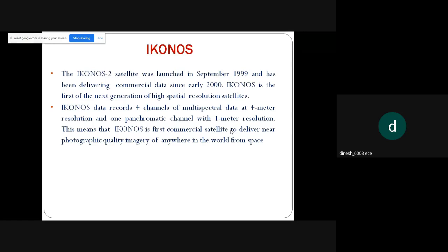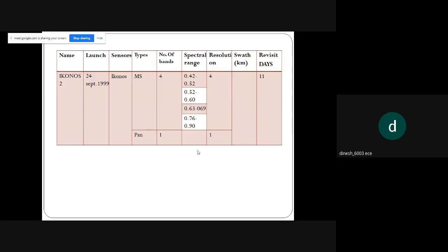IKONOS is the first of the next generation of high spatial resolution satellites that records 4 channels of multispectral data at 4-meter resolution and 1 panchromatic channel with 1-meter resolution. So this means that IKONOS is the first commercial satellite to deliver near photographic quality imagery of anywhere in the world from space. So IKONOS played a major role in the satellites for remote sensing.